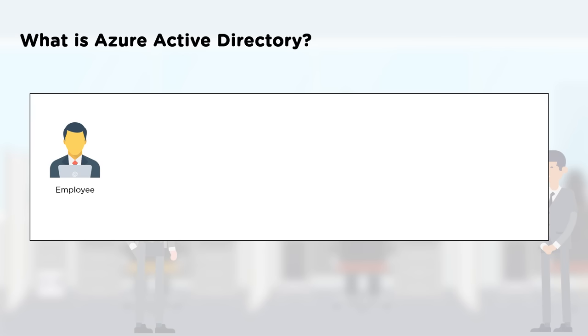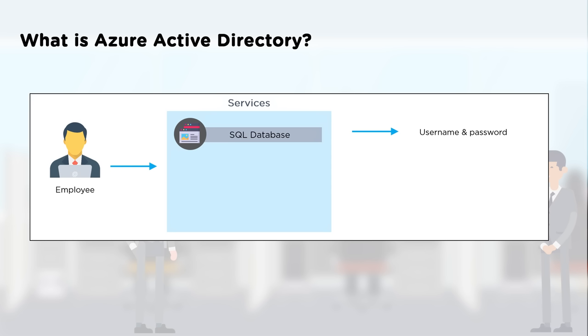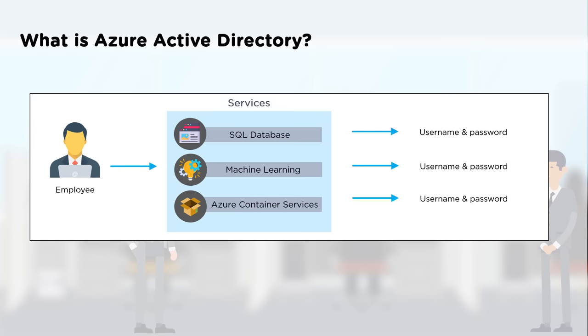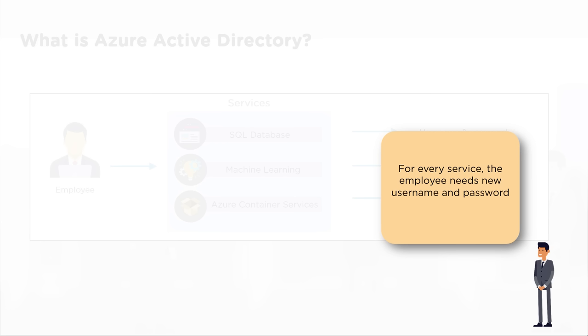Now you're an employee working for an organization and you want to use a particular service, in this case SQL database. So you're assigned a set of username and password. Then you want to use another service, a machine learning service. Again, you're assigned a different username and password. And likewise for any number of services that you want to use. So for every service that you're going to choose, you need to be assigned a new username and password.